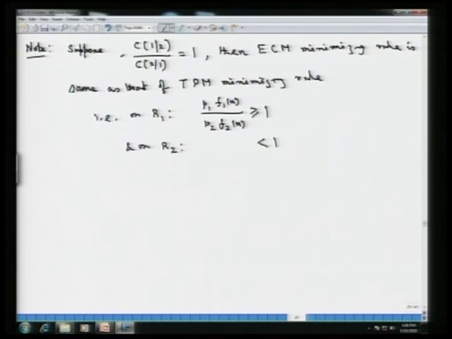So, we have two types of criterion, two types of objectives before us under the general classification problem. We can either go for a total probability of misclassification minimizing rule, or we can look for a rule which would minimize the expected cost of misclassification. We have derived both these optimum rules under the two philosophies, and see that if such a thing holds, then the two rules are basically equivalent.